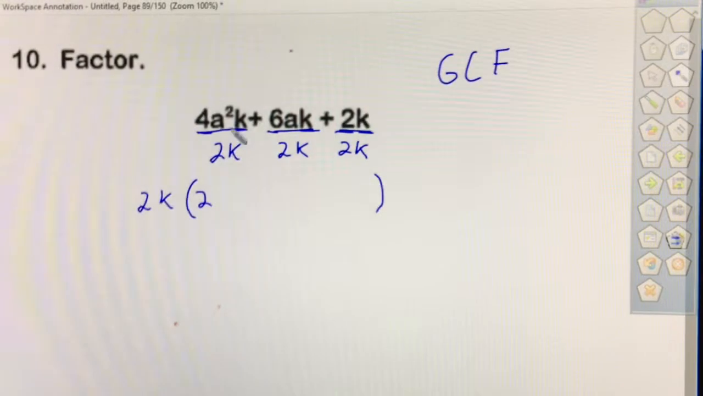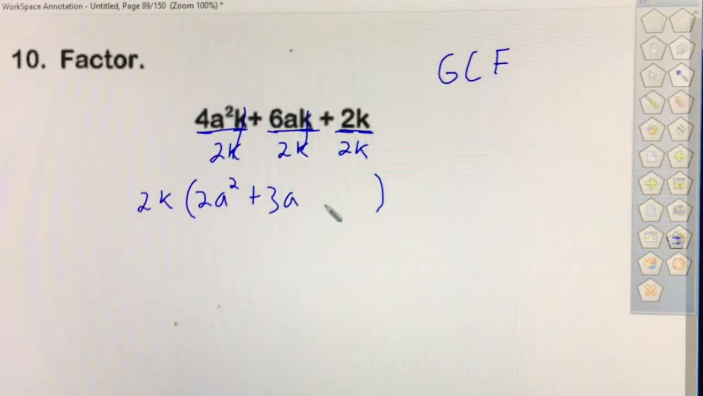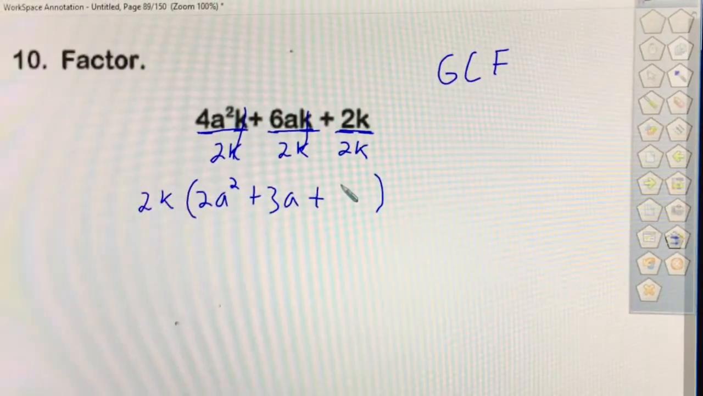4 divided by 2 is 2, the k simplify, a squared. Plus 6 divided by 2 is 3, the k simplify, and I'm left with 3a. Notice this is starting to look like a normal trinomial. 2k divided by 2k is 1.